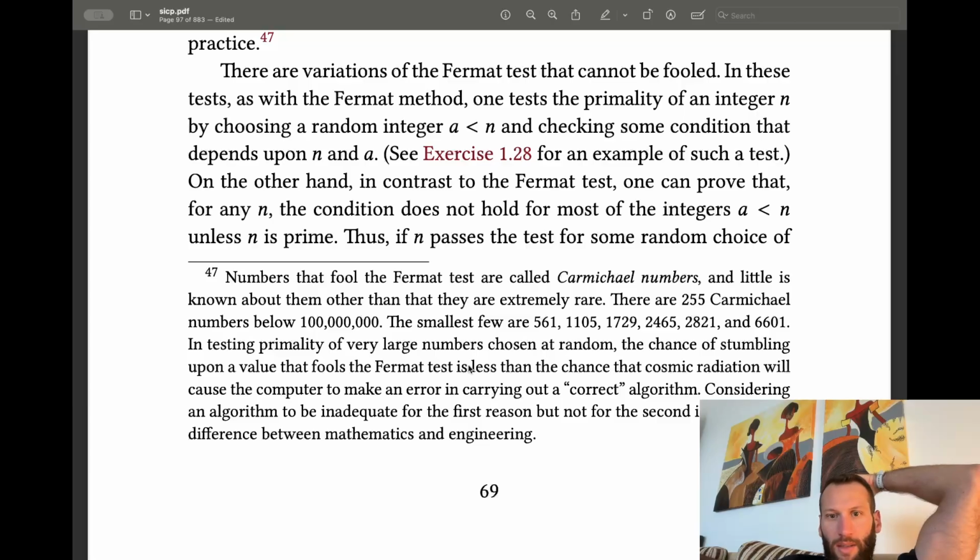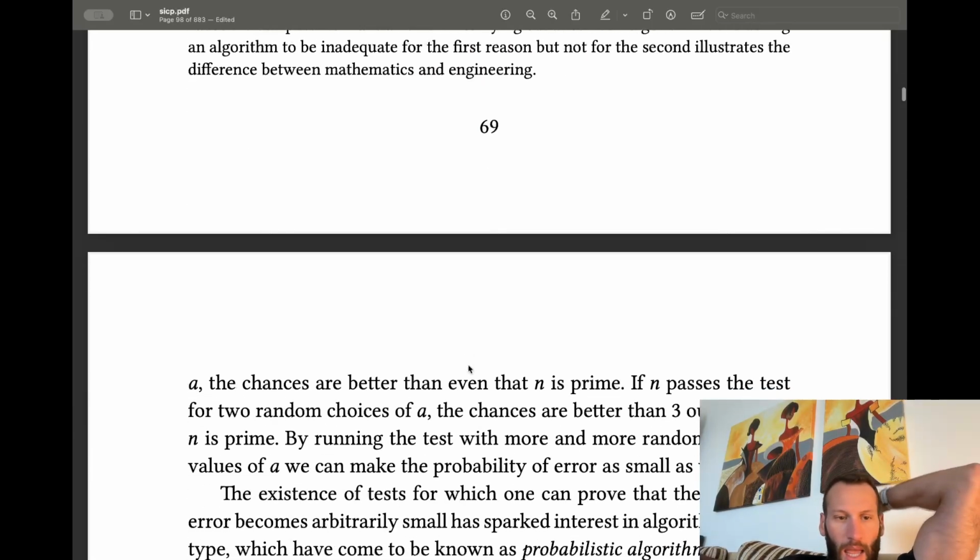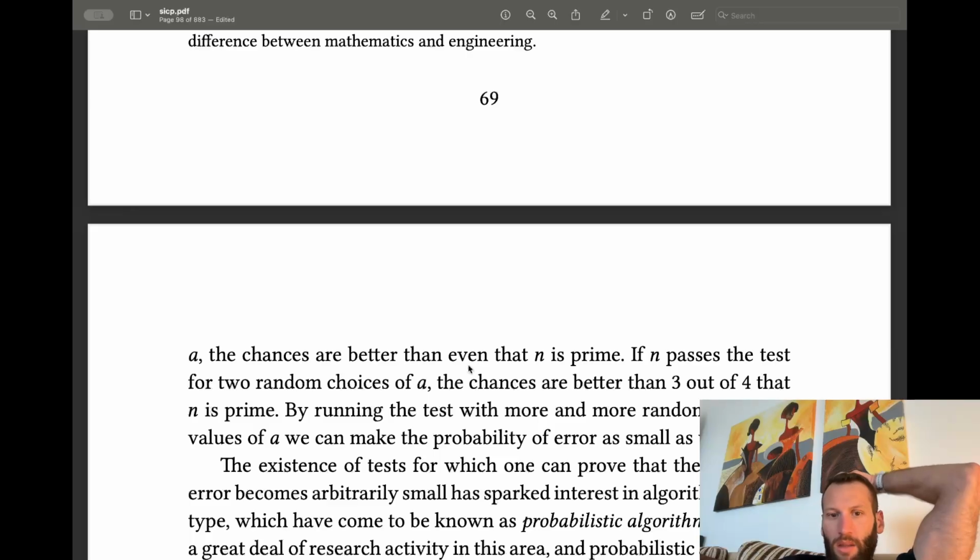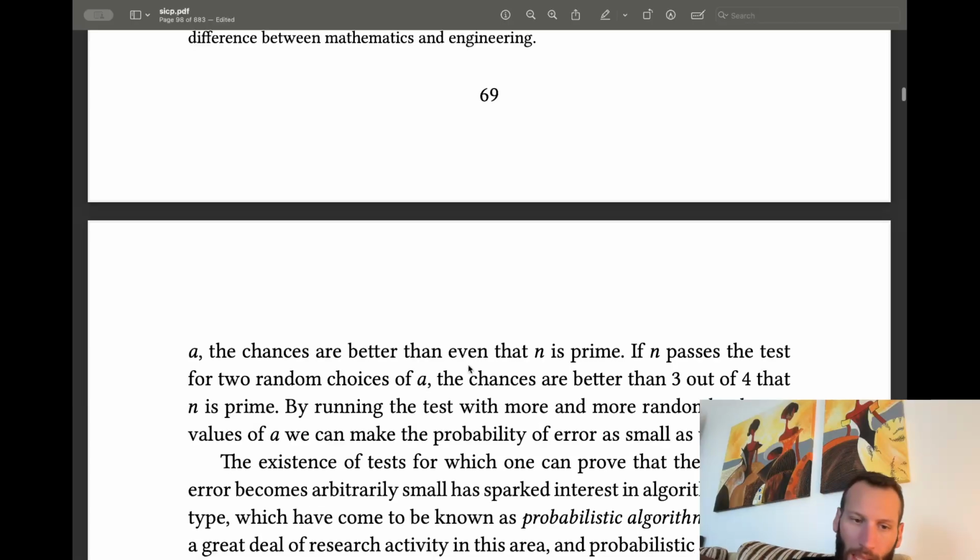If n passes the test for some random choice of a, the chances are better than even that n is prime. The chances are better than even. If n passes the test for two random choices of a, the chances are better than 3 out of 4 that n is prime. By running the test with more and more randomly chosen values of a, we can make the probability of error as small as we like.